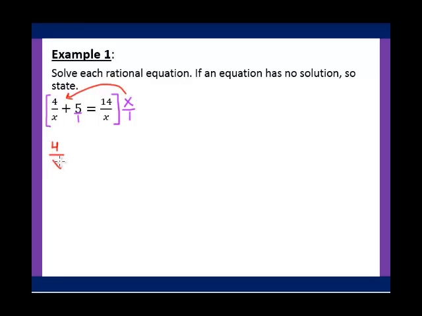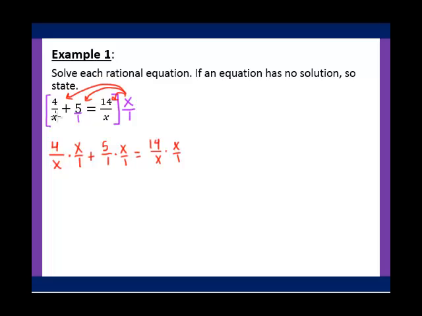So we're going to take 4 over x times x over 1 plus 5 over 1 times x over 1 equals 14 over x times x over 1. Okay, everything gets multiplied by the x over 1.